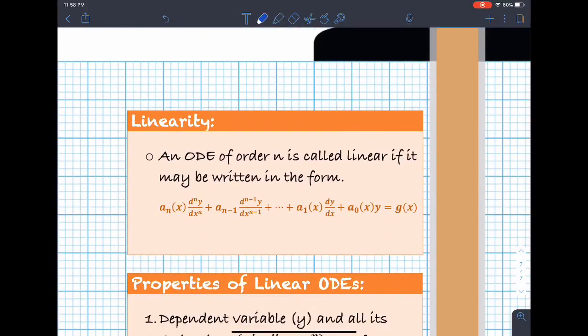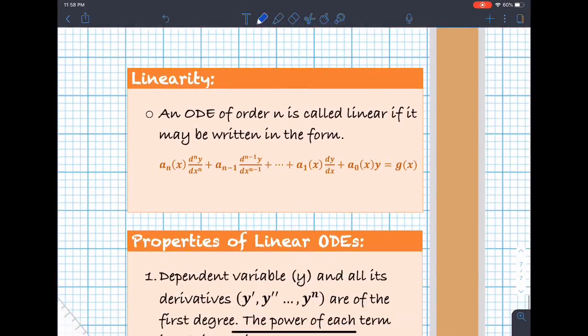So let's proceed to the last classification of the differential equation. We can classify a differential equation according to its linearity, whether the differential equation is linear or not. An ordinary differential equation of order n is called linear if it may be written in this given form: a sub n of x times the nth derivative of y with respect to x, and so on, until it is equal to g of x.